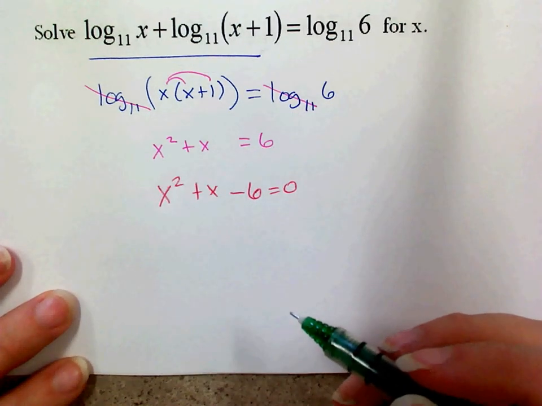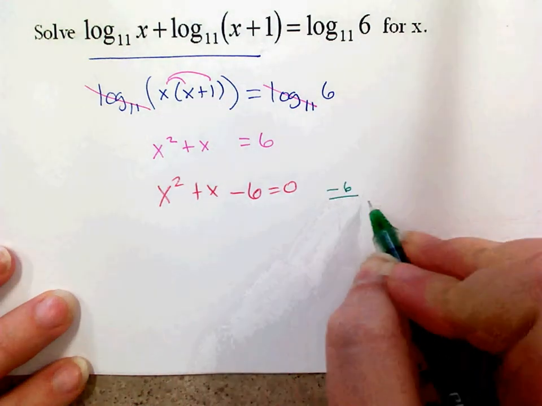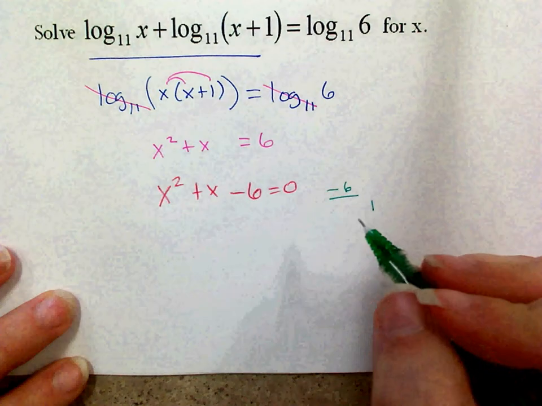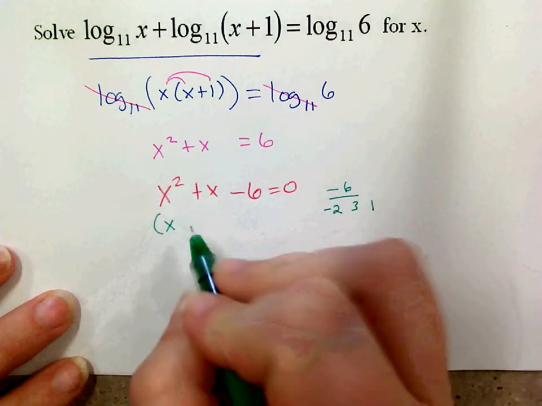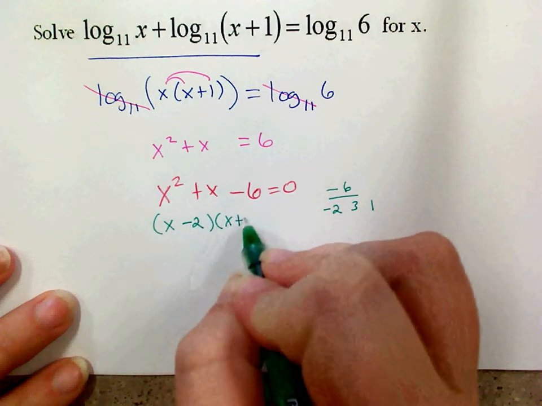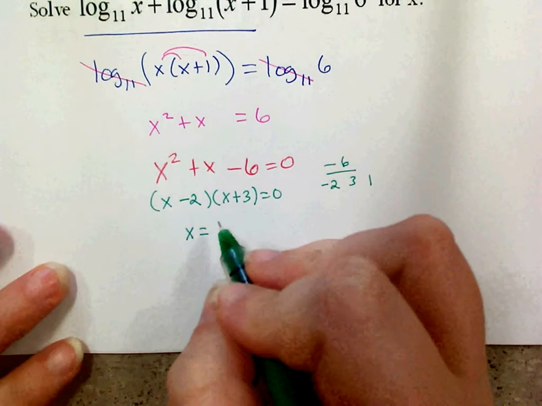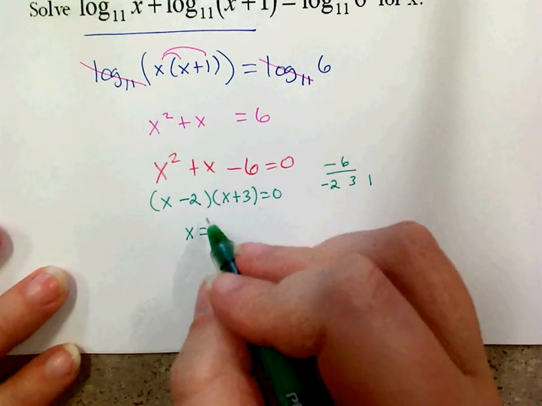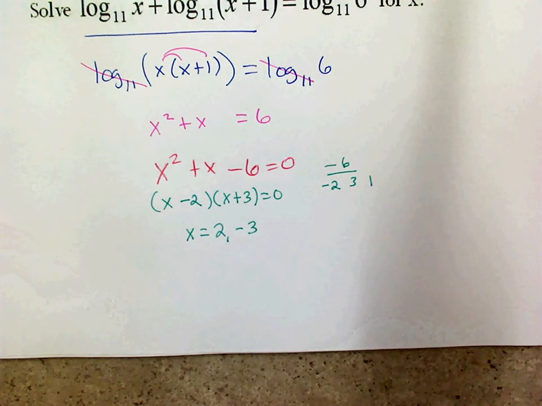Factoring, right? And quadratic formula is fine, but I can find factors of negative 6 that add up to positive 1. Negative 2 and positive 3. So x minus 2, x plus 3 equals 0 when x equals what? 2 and negative 3. Yeah? Okay. So 2 and negative 3. However, the question is, are they both answers?